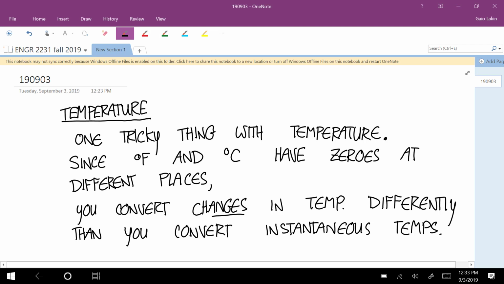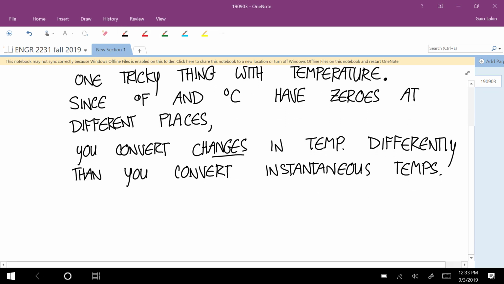Okay, so if something's length is 2 meters, you use a certain conversion to turn that into inches or feet or whatever, okay? If instead of talking about this thing has a length of 2 meters, you say that this thing's length has changed by 2 meters, or there's been a change in position of 2 meters or something, to convert that to feet or inches is exactly the same as it was in the just instantaneous case. But with temperatures, it's not, and it's all because of the fact that the zeros are in different places.